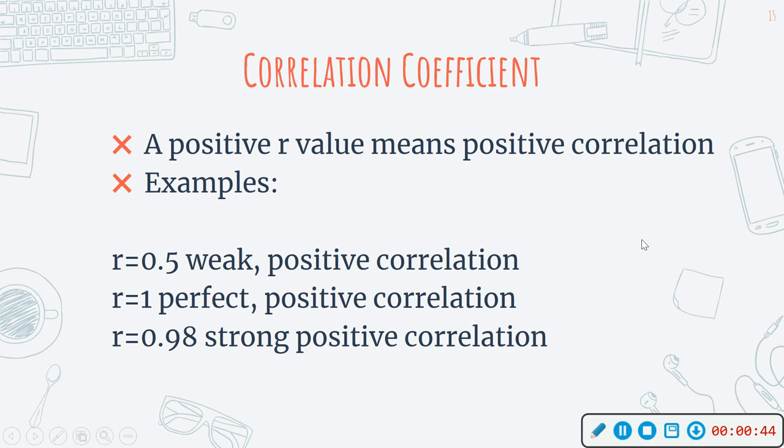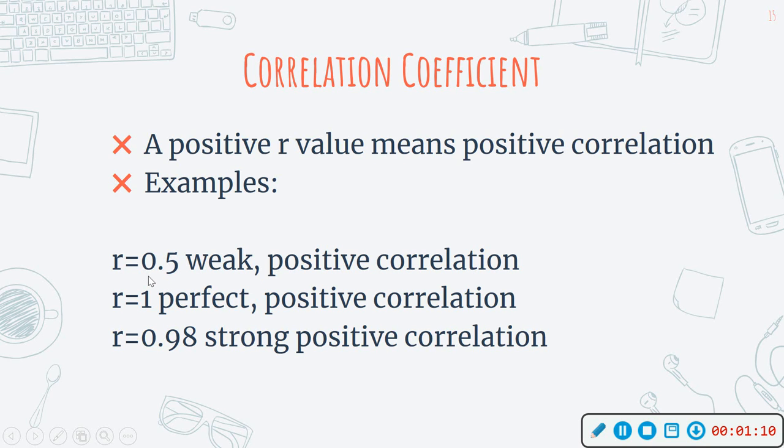So the first thing, a positive R value means a positive correlation. So I have three examples here. All of these numbers are positive. We have 0.5, 1, and 0.98. So all of these, as you can see, are positive correlations. Why? Because they are positive numbers. So the very first thing to do is always just look if it's positive or negative, write that down. The second thing to do is to actually look at the numbers.